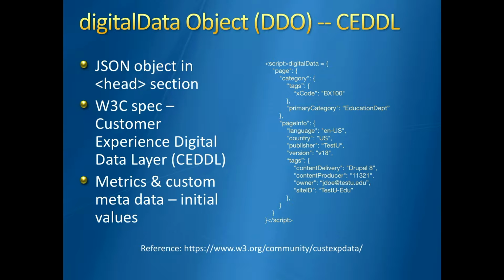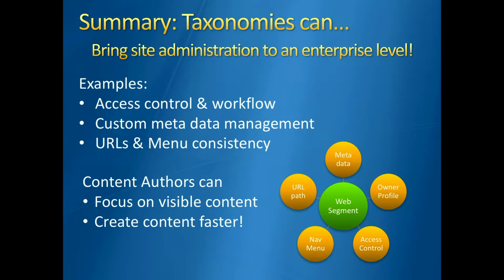My final slide before John gets you on hands-on is that taxonomies can bring your site administration to really an enterprise level. It can help you with access control and workflow on different sections or segments of your site. It can bring consistency for custom metadata, URLs, menus, anything you choose to do. These are all options. And fortunately, we had a partner like Acquia that could figure out how to take a taxonomy and turn it into magic like this.